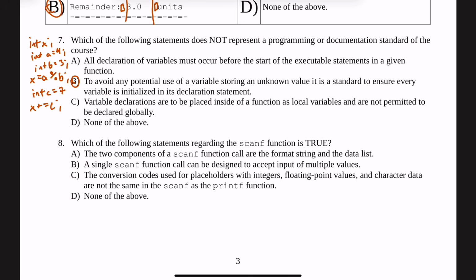C, variable declarations are to be placed inside of a function as local variables and are not permitted to be declared globally. This is going to be true. This course does not permit global variables. So any information you want to pass between functions needs to be within the parameters and the return statements.